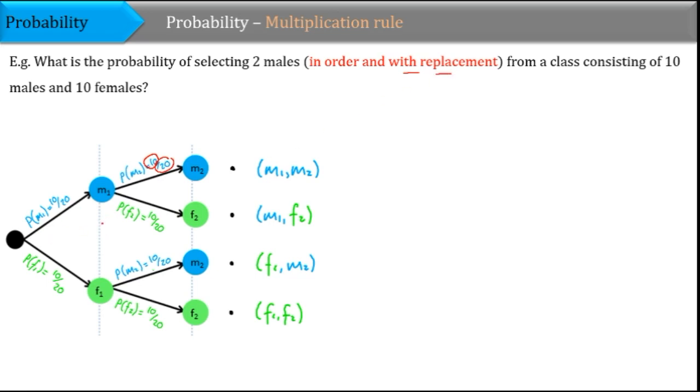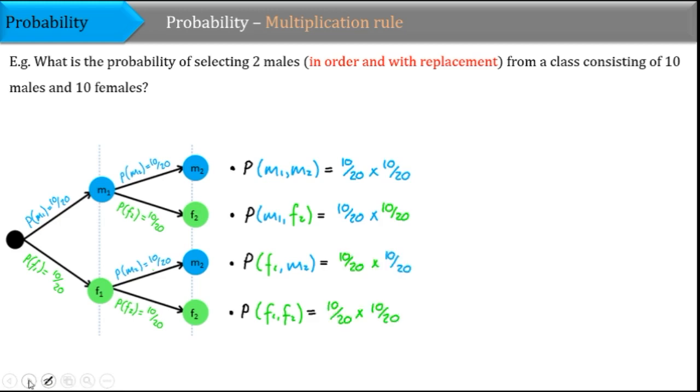So if I select male 1, I might ask him a few questions and put him back into the class, and then randomly select a second person, which could end up being the same person. Right, so the probabilities don't change. So if we use a multiplication rule, then the probability of getting 2 males in that order will be 10 over 20 times 10 over 20. If we look at the other outcomes, then we see that it's exactly the same, because all the branches have probability 10 over 20. Now what is 10 over 20?